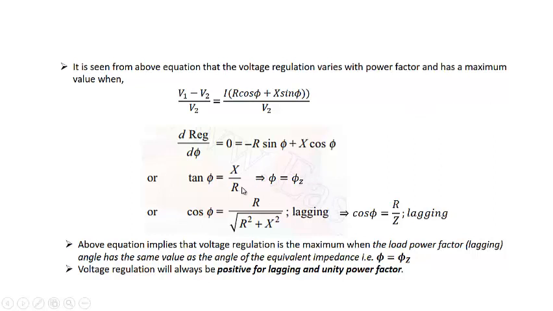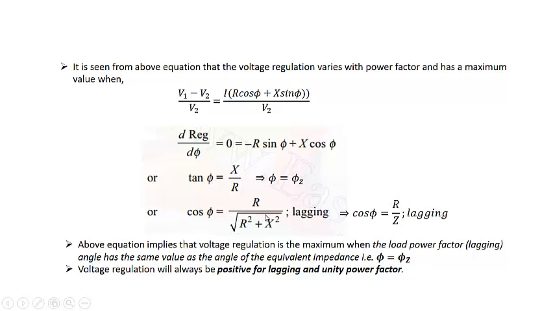That means when the angle of the impedance of the transformer is equal to the power factor angle of the load, at that time voltage regulation will be maximum. So calculating cos of phi, when you know the tan of phi, that means x will be the perpendicular, r will be the base, and z will be the hypotenuse, where z is equal to square root of r square plus x square. So cos of phi will be equal to r divided by z, that is the power factor.